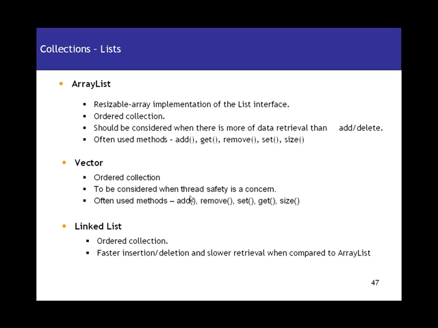So this is the criteria for choosing array list: when there is more retrieval than add or delete. And the often used methods are add, get, remove, set, size, right? They talk about themselves, so I don't really need to discuss more about those methods.